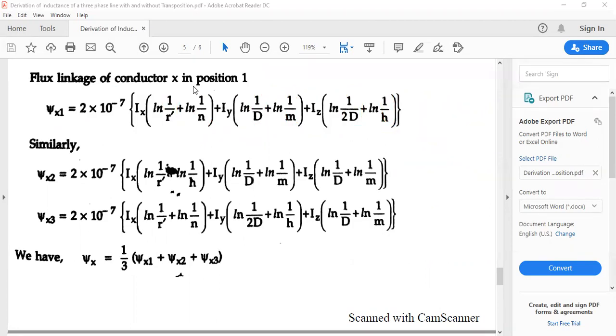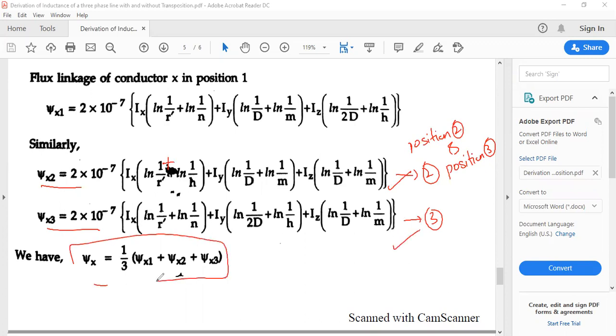Next one, what do I need to do? I need to do it for position number 2 and position 3. So this is equation 2, and this one is equation 3, which is for position 2 and position 3, which are being present there. So this one is given as a plus sign.